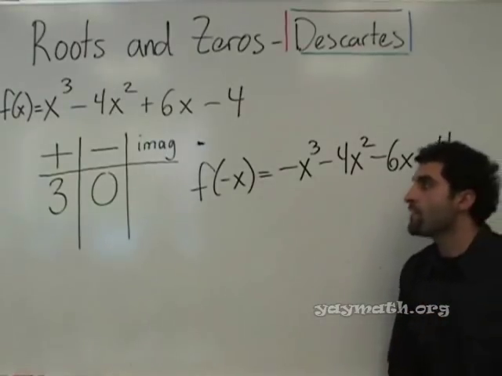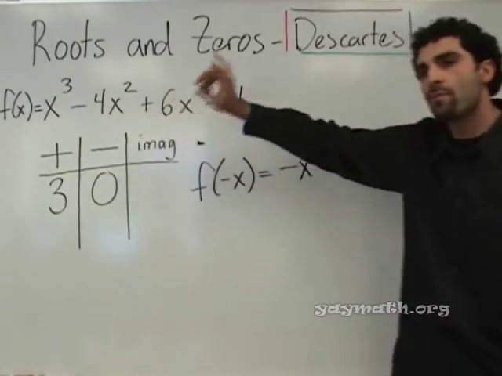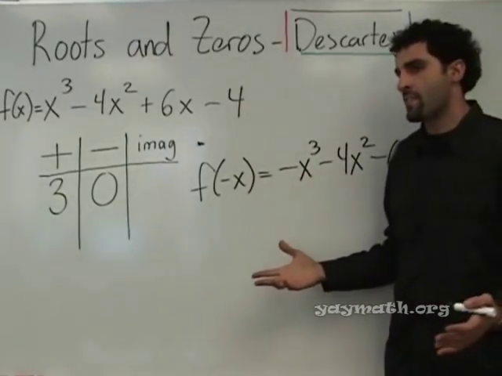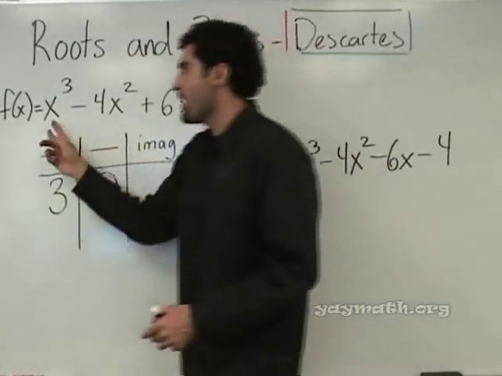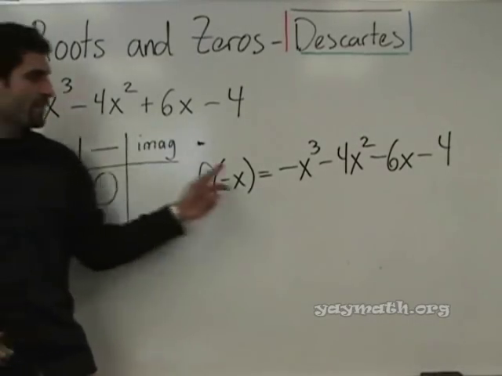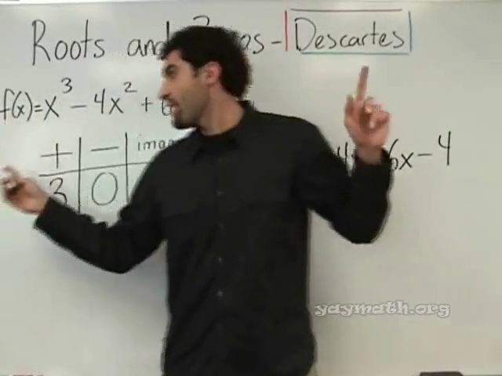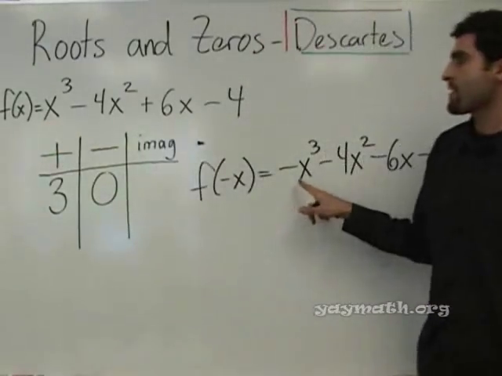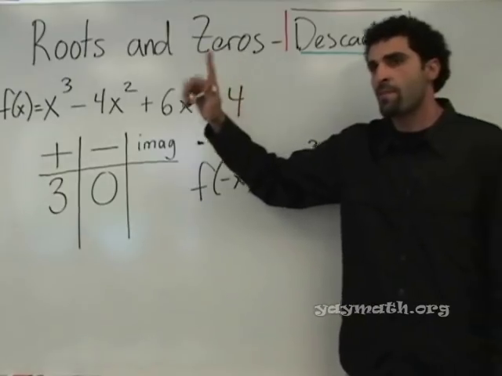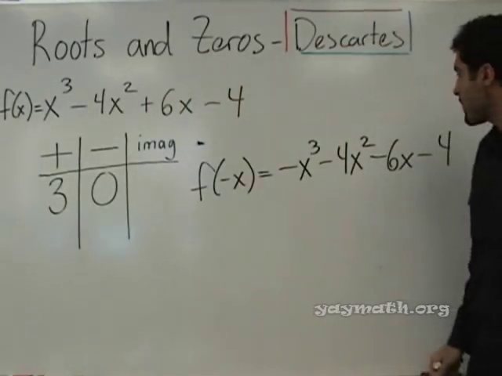Right. The even ones stay the same because when you square something, the negative cancels itself. But the odd ones change because negative times negative times negative makes this change its sign. This one too, this is an odd power. Is that clear? Any questions about that? All right, good. So there we go.